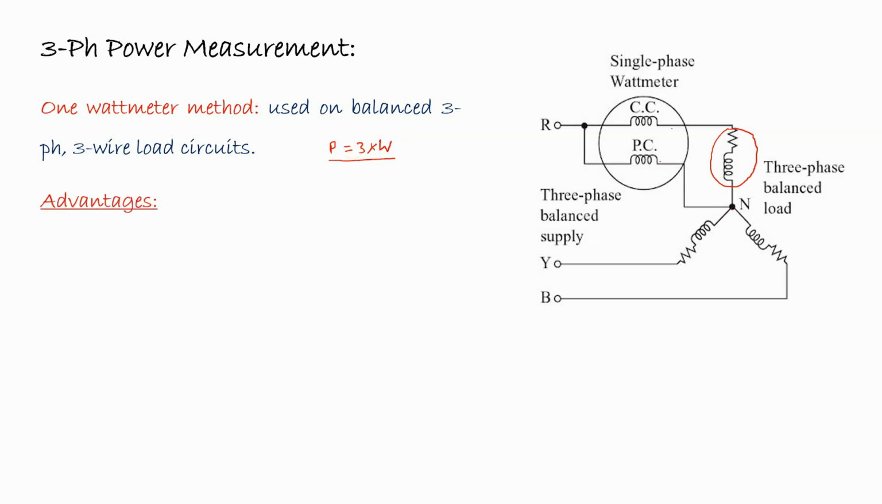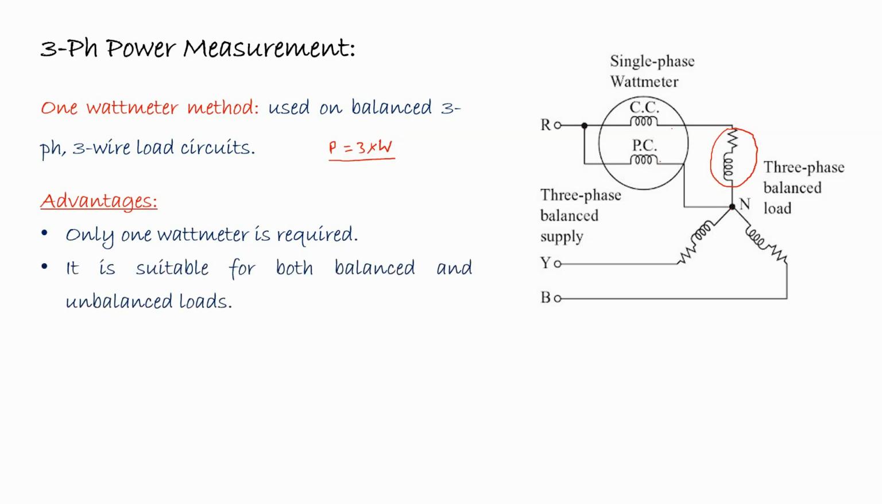So there are some advantages. Here only one wattmeter is required. So the connection is very simple. We have to connect the wattmeter across only one phase. We will read the data and then multiply it by 3. It is suitable for both balanced and unbalanced load.